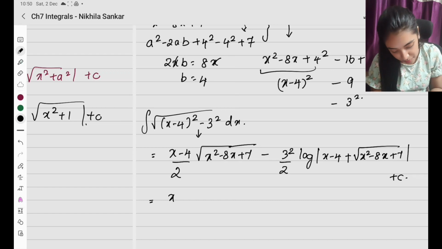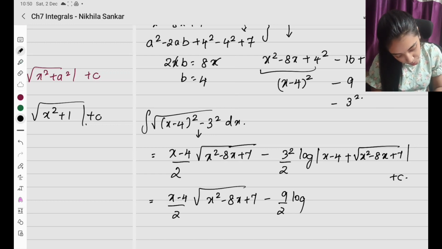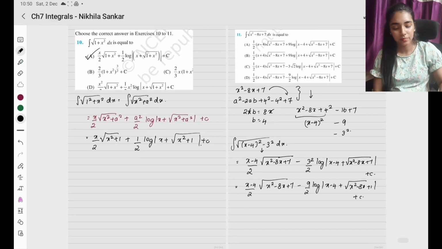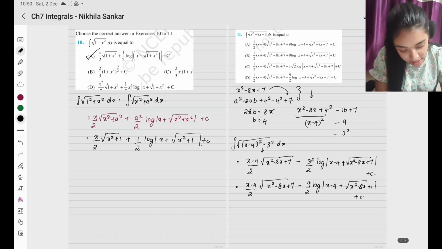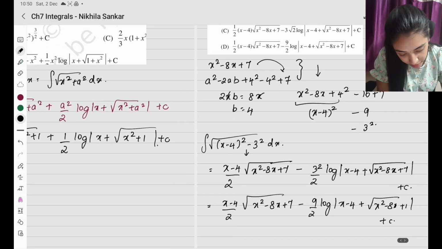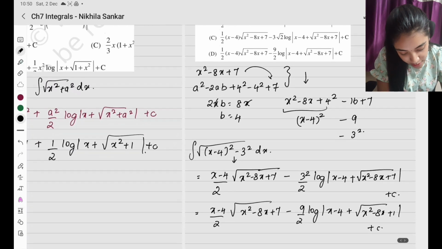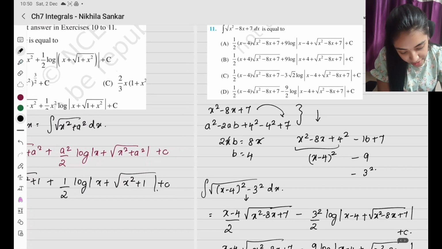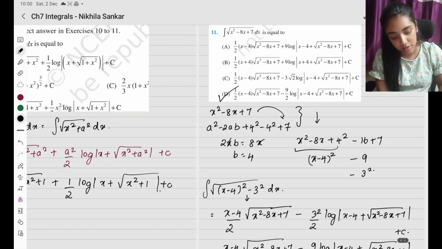So on simplifying, x minus 4 by 2 square root of x square minus 8x plus 7 minus 9 by 2 log mod x minus 4 plus square root of x square minus 8x plus 7 plus c. Okay. So which option is this? x minus 4 divided by 2 square root of x square minus 8x plus 7 minus 9 by 2. This is the option. It's option D.